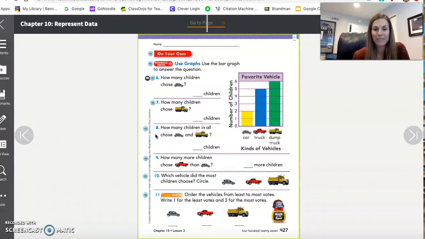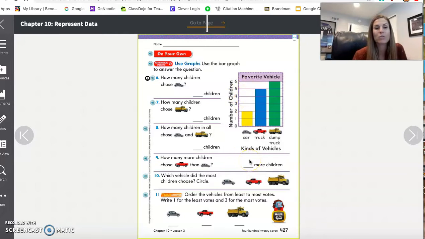Number 9, how many more children chose truck than cars? Now this one is asking how many more, so there's a difference in this one. You might be subtracting or counting on. What is this difference? Okay, go ahead and write that down.